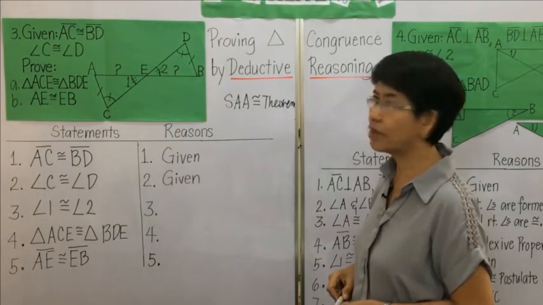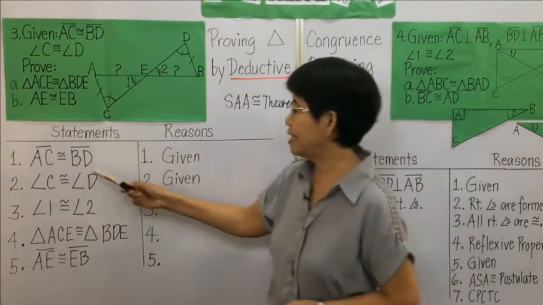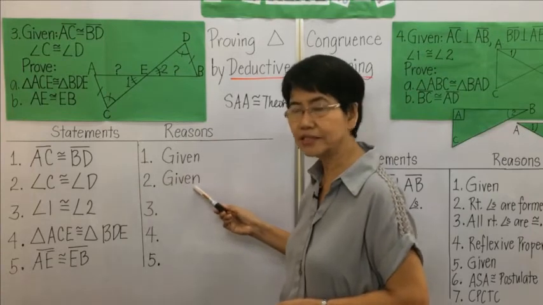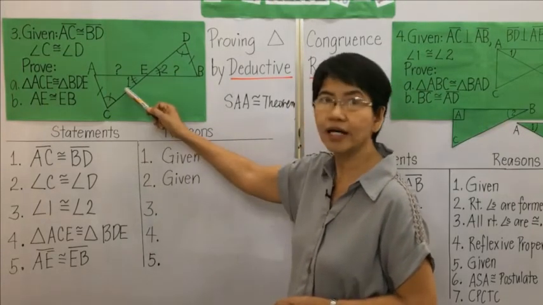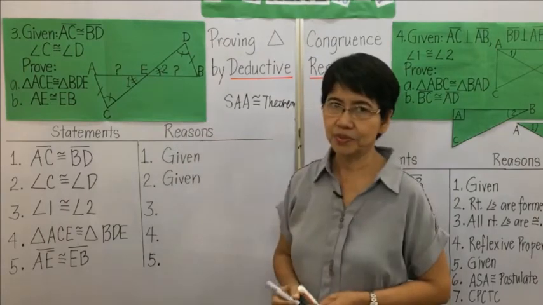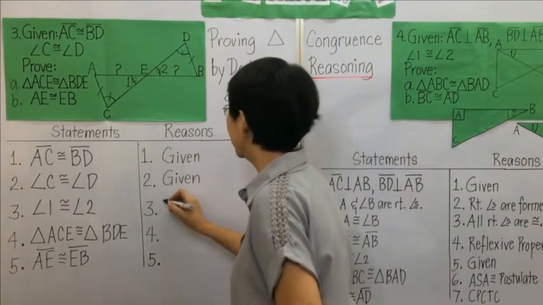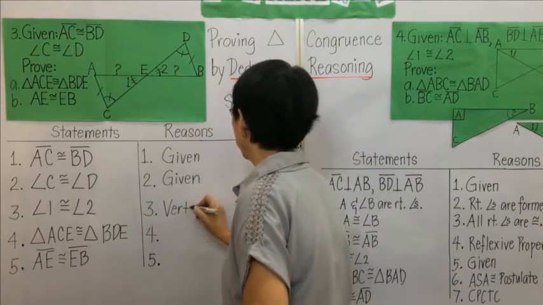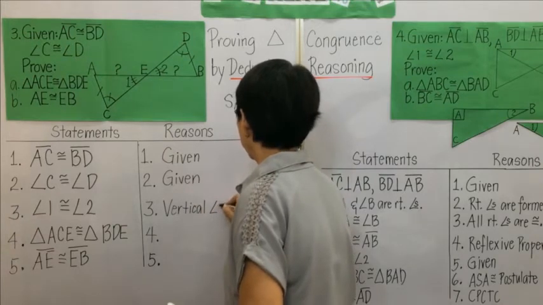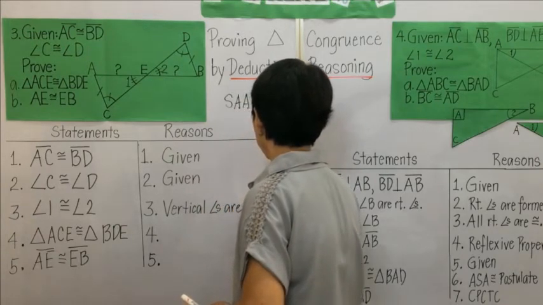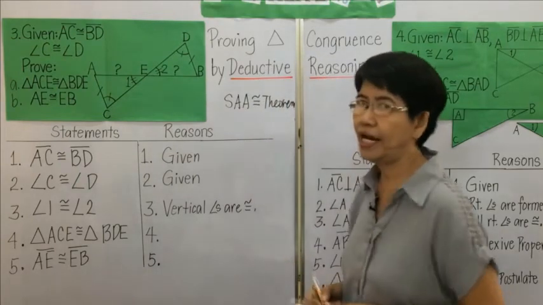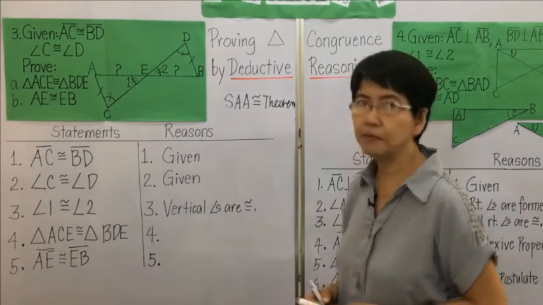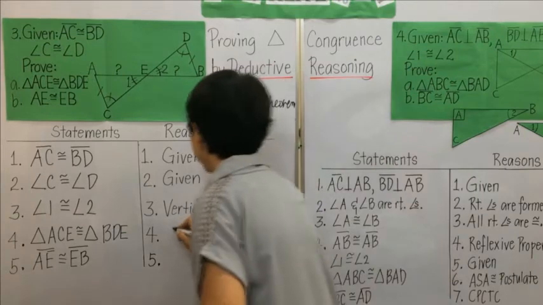So let's lay down our statements. First, we have AC is congruent to BD, given. Angle C is congruent to angle D, given again. And then angle 1 is congruent to angle 2, because vertical angles are congruent, or you can say vertical angle theorem. And we can now conclude that triangle ACE is congruent to triangle BDE by SAA.